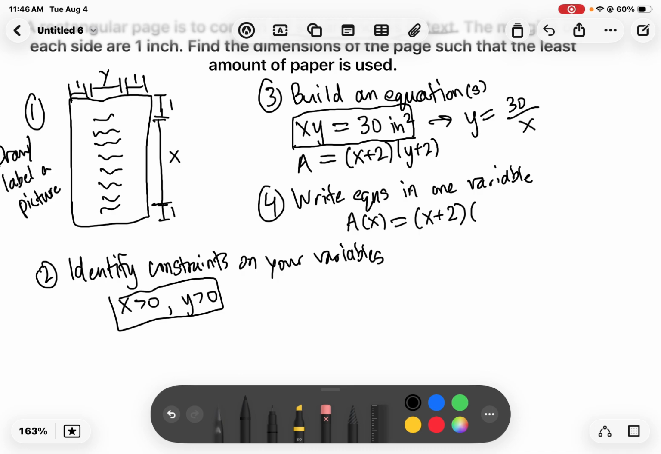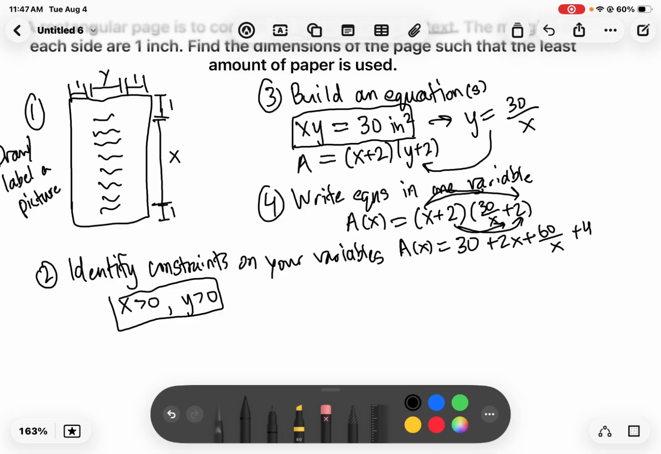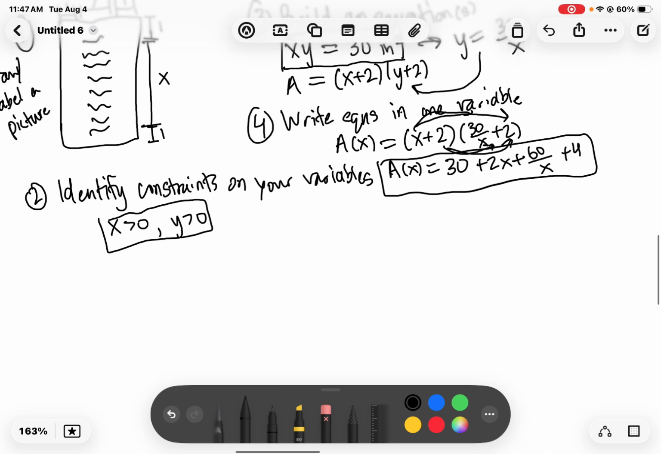So we can substitute this in for y right here, so we get x plus 2 times 30 over x plus 2. Then we can simplify this. If we distribute, we get x times 30 over x, so the x cancels, leaving 30, plus 2x, and then distributing the 2, we get plus 60 over x plus 4. So this right here is the equation that we're going to want to minimize in this case. Now finally, step 5 is to differentiate and then find your min-max values.